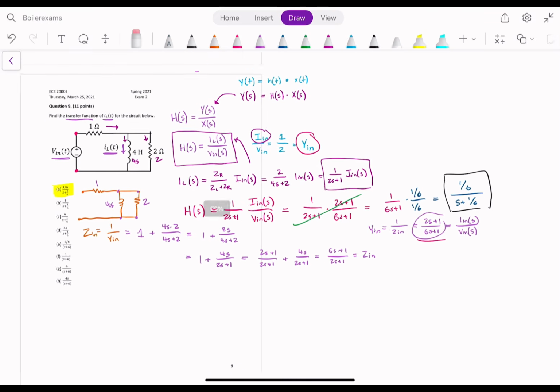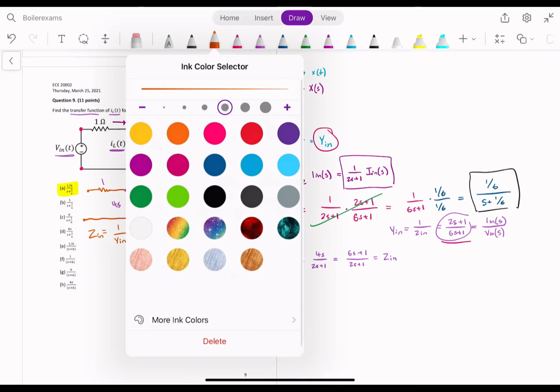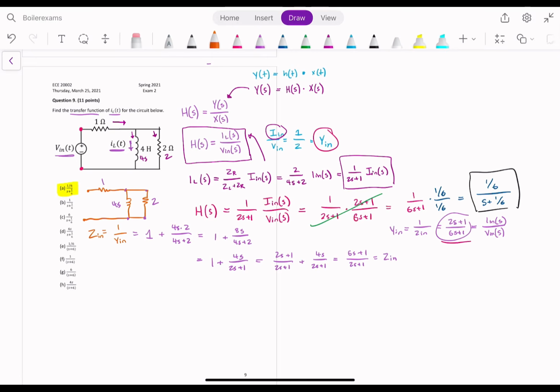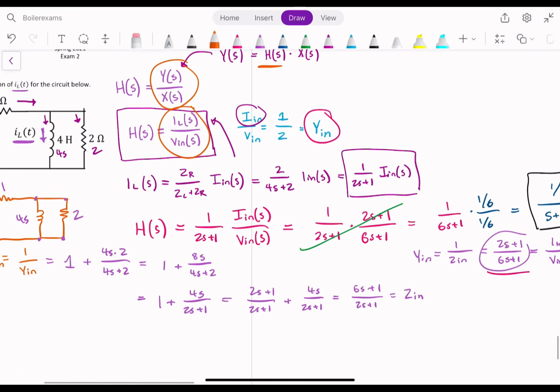What we did here is they wanted us to find the transfer function of the inductor current. And the transfer function is equal to the output divided by the input. The transfer function is the Laplace transform of our impulse response. And so therefore, it is equal to the output divided by our input, which is equal to the inductor current divided by our input voltage. And so then we got it in terms of I sub n and V sub n. That way we could plug in the input admittance.